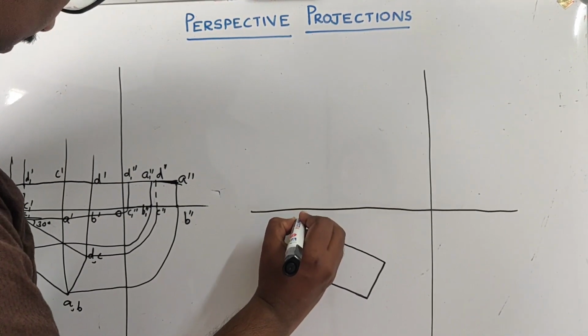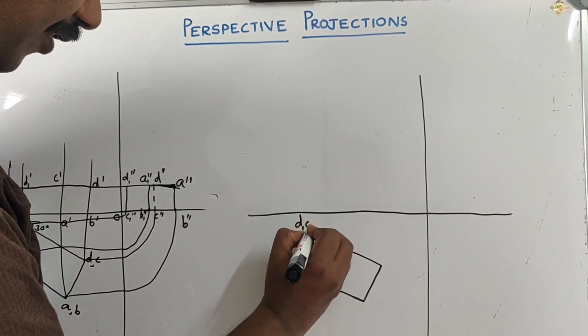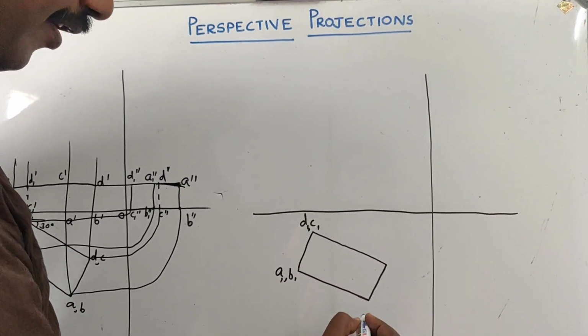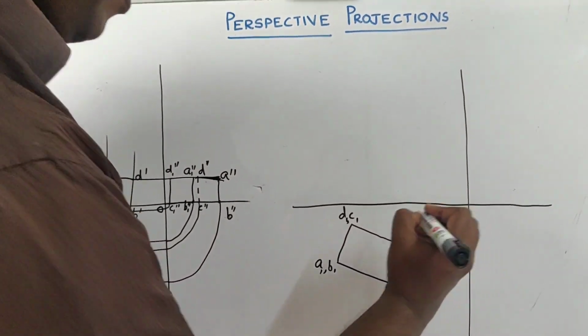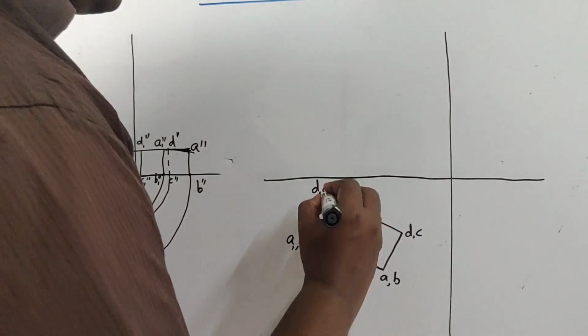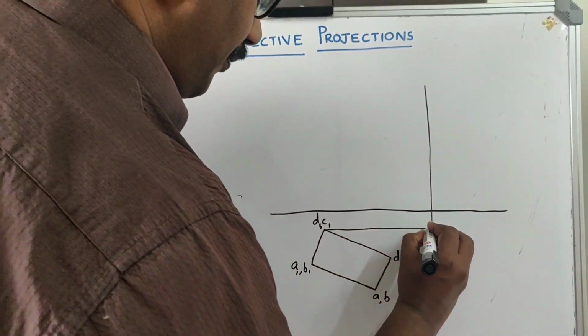B1, D1, C1. Okay. Now here you will have A, comma B and D, comma C. Now you are copying it. You are getting the side view.